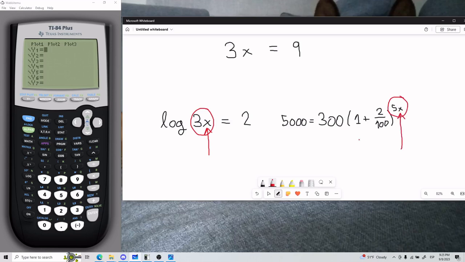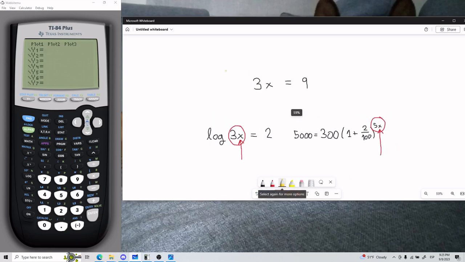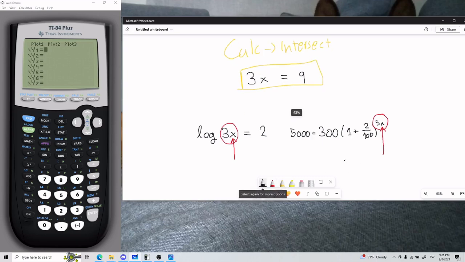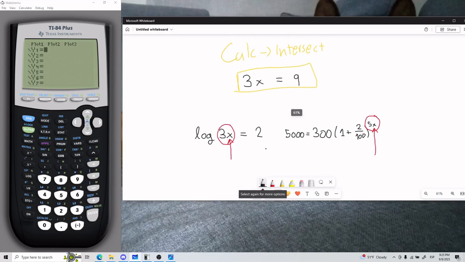Until you learn that tool, you might find that the one I'm about to show you is much faster, much quicker. It is quite simply learning how to use calc intersect. Let me show you a simple example up here with 3x equals 9, and later on we're going to see how it works with the other two. But I really need you to understand what is going on behind the scenes.